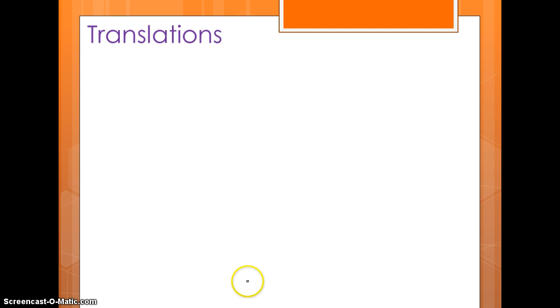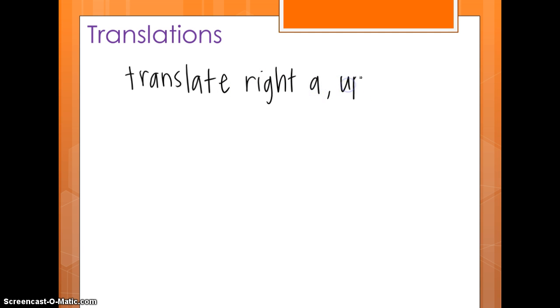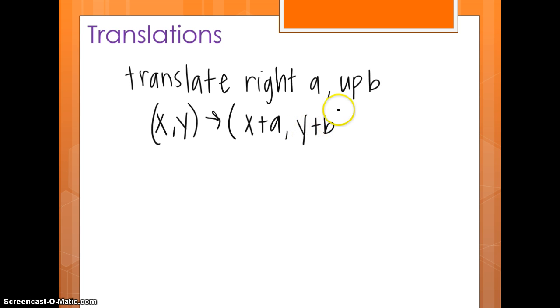So the first thing we're going to talk about is translations. We did a lot with translations, and we had several different ways of writing our translations. One way is just to write it out in words. So we could just say that we're going to translate a coordinate point or a figure. We can say we're going to translate right A units and up B units. Alright, that's just saying it in words. Or we could also write it as a coordinate and say x, y maps onto x plus A and y plus B. Remember, those would be negative if you were going left or down.